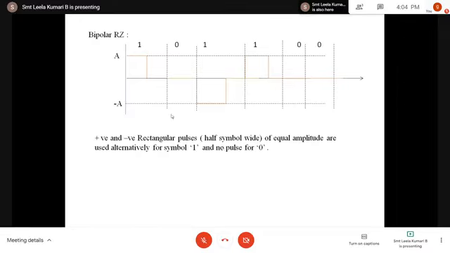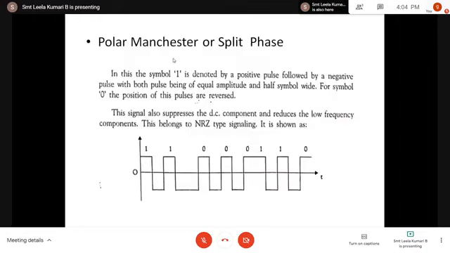And this is also defined as alternate mark inversion coding. And the next one is polar Manchester or split phase. In this one, symbol 1 is represented by a positive followed by a negative pulse, with both pulses being of equal amplitude and half symbol wide.